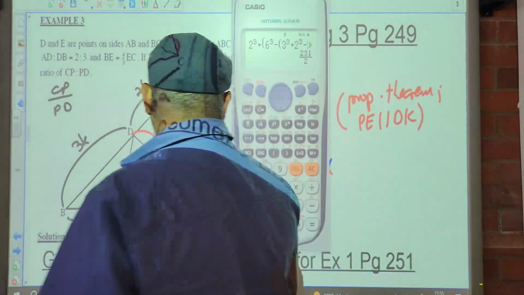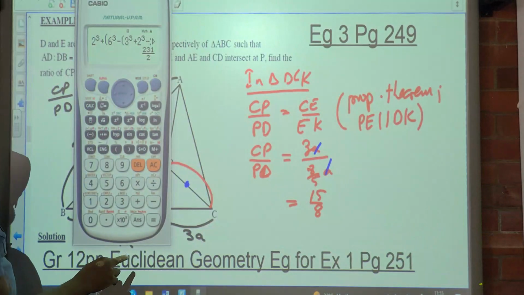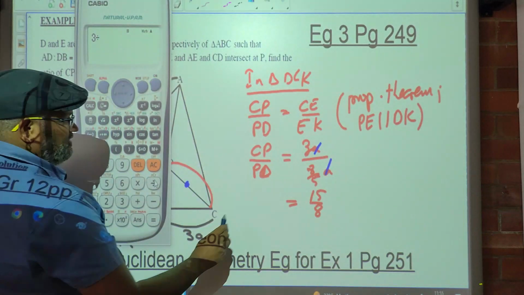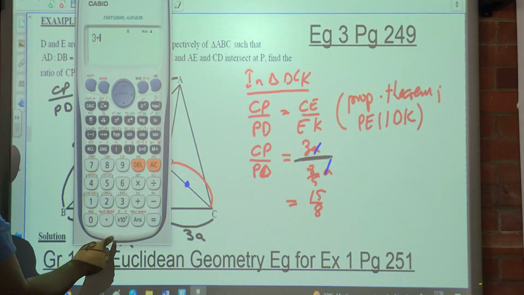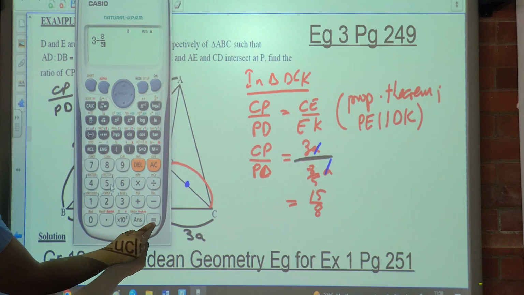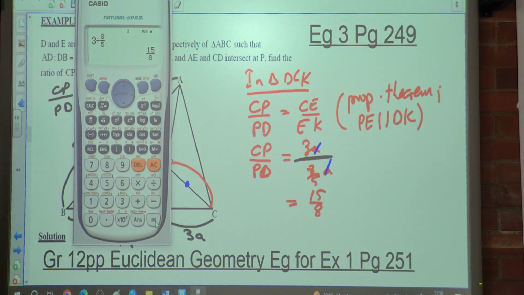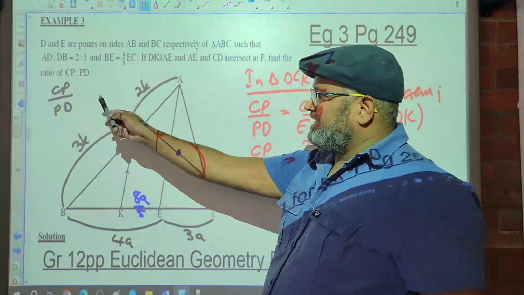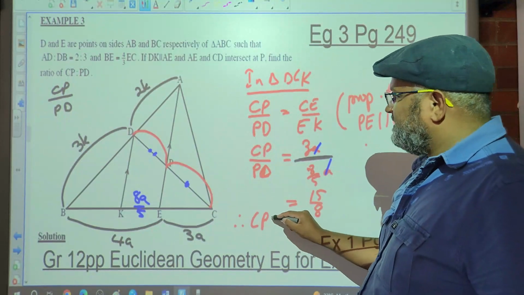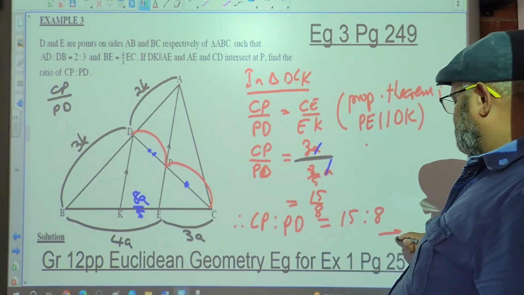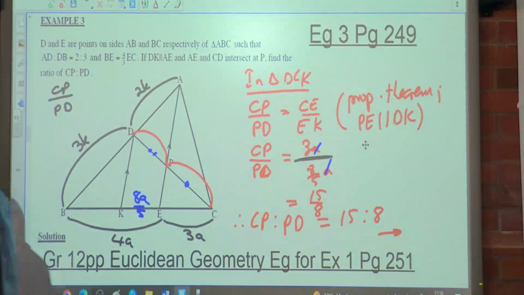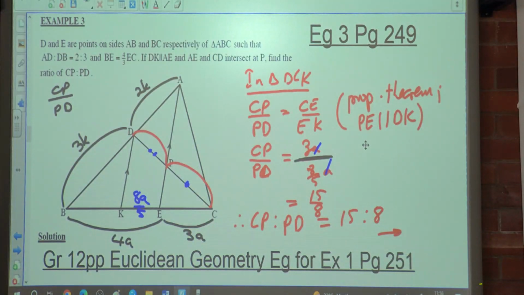For those of you who can't do that in your head, no problem. You're allowed the calculator, so you say 3 divided by 8 over 5. Always use the divide line if you've got complex fractions, or fraction over fraction. You get 15 over 8. But what was the question? The question was in ratio form. So therefore CP is to PD as 15 is to 8. Any confusion there? The sum is worth at least 6 or 7 marks.